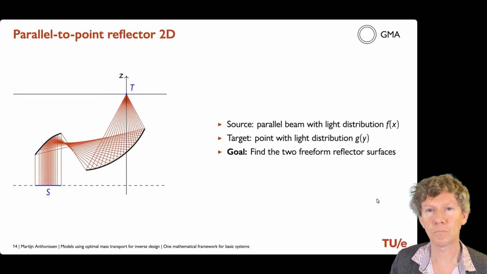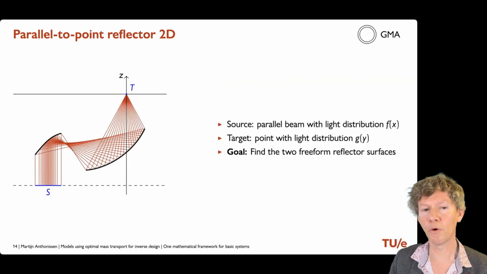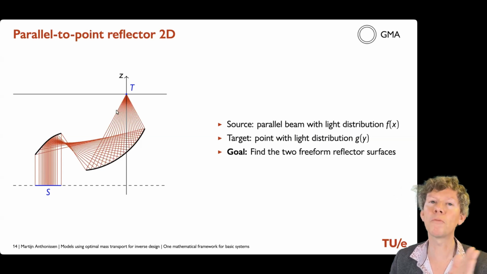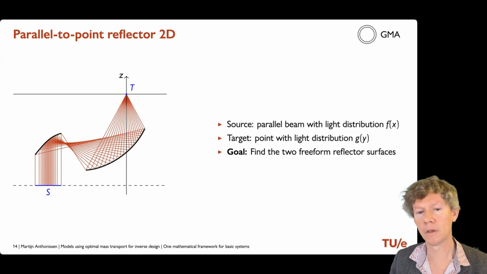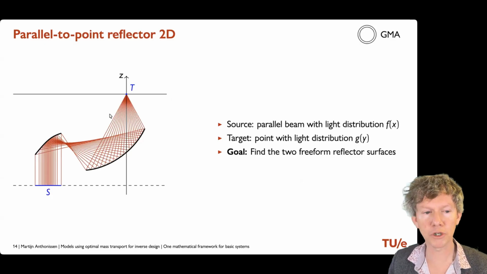Now, another system, parallel to point. What you see here is the source is the same, but now we have a point target, and now I would like the energy in my example to be uniform in the angle here. So again, the problem is the same: find the shapes of the reflectors.